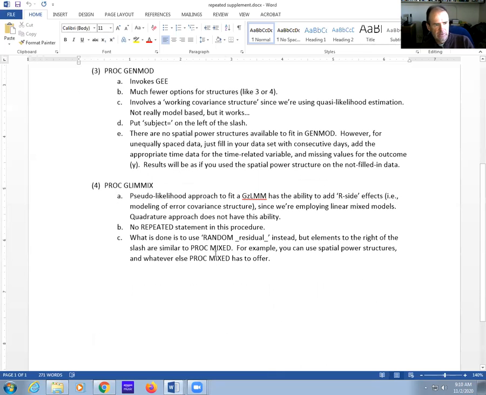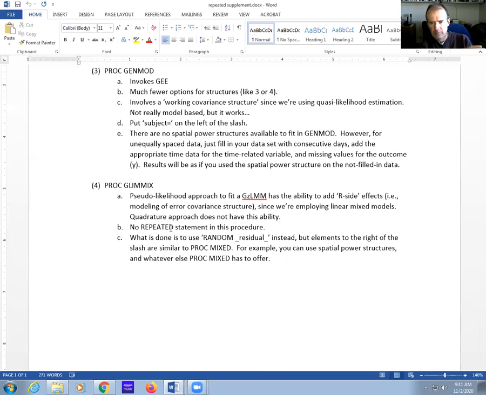Some other, let's see. For GLIMMIX, which is generalized linear mixed models, we know that there are 2 basic approaches that we can use. We can use quadrature to optimize the true likelihood, but it's an approximate approach because we're using quadrature.